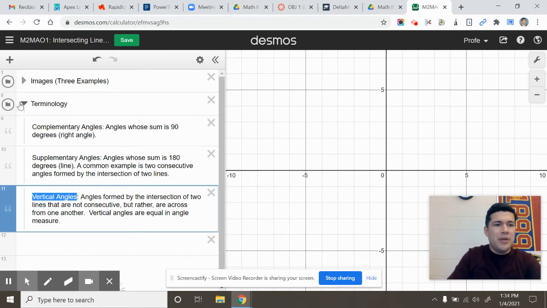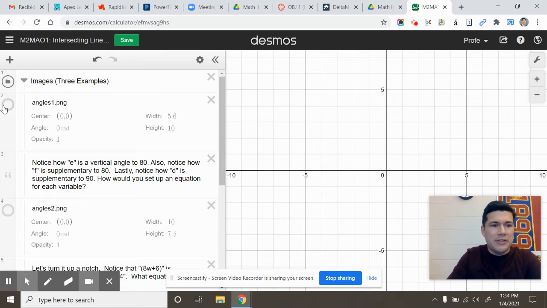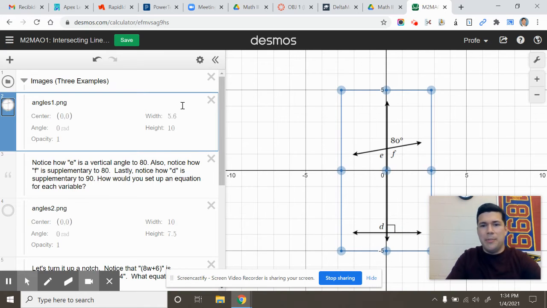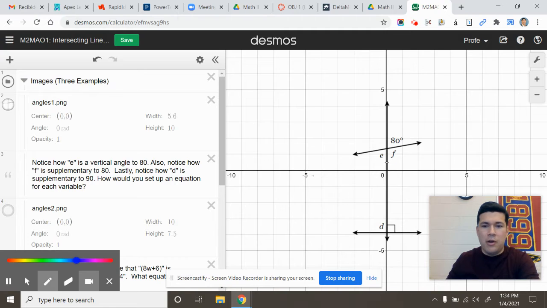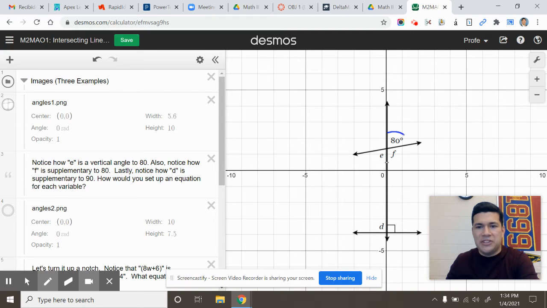All right. I have three examples that I wanted to show you. I know you missed school over winter break, so I want to go ahead and get you started. Here are three angles, a very simple exercise, where you're finding angle E, angle F, and angle D. It's important to know your terminology now. Angle E is actually a vertical angle. That means it will have the same measure as angle 80. These are vertical angles, so E is going to be equal to 80.